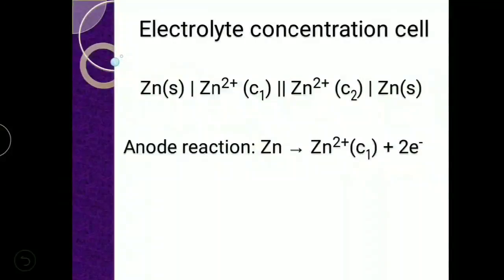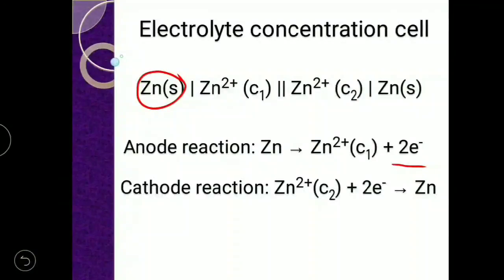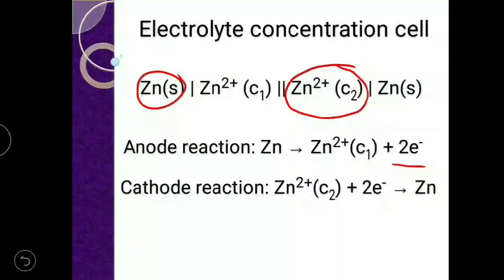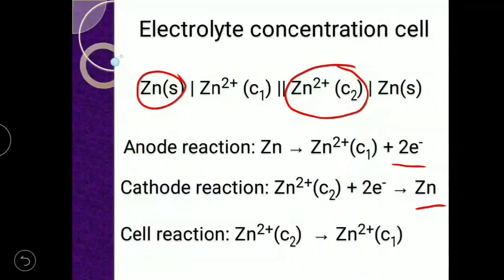The anodic reaction takes place in this zinc half cell. At the anode, the reaction that takes place is oxidation. So zinc gets oxidized into Zn+2 ions by losing 2 electrons. And if you see the cathode reaction, Zn+2 ions present in the cathode half cell get reduced into zinc metal by gaining 2 moles of electrons. So this is the overall reaction that takes place.